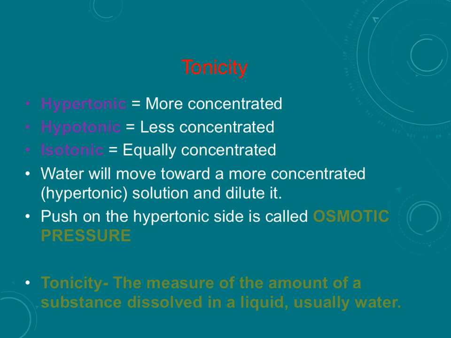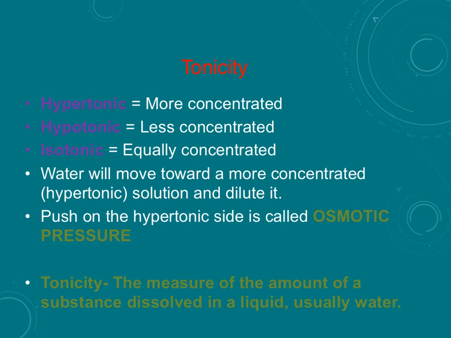Now, when we're talking about osmosis, there are three terms we have to be familiar with. Starting first with the term tonicity. What is tonicity? Tonicity is the measure of the amount of a substance, like a solute, dissolved in a liquid. Most of the time, it's water.